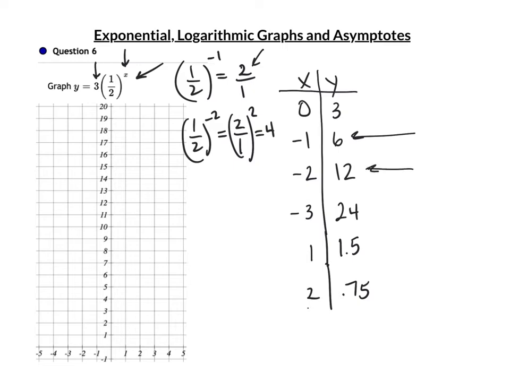And a real easy one to use when you do these graphs is 0. If I plug 0 in, anything to the 0th power will be 1. And for example, here, 3 times 1 will be 3. You only need 2 points to create the graph, though.